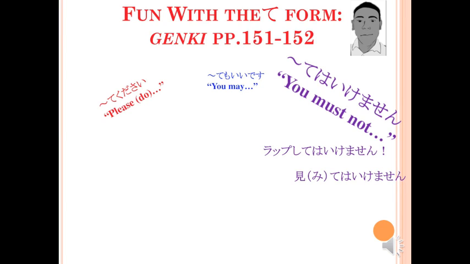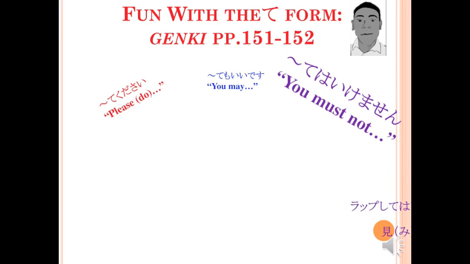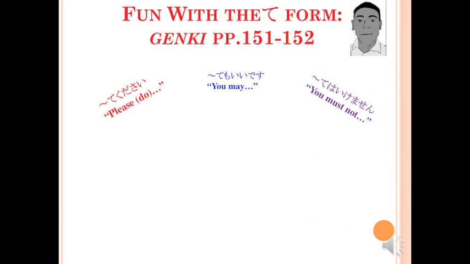Mite wa ikemasen. But one word of caution. This te wa ikemasen form is usually used by people and places of authority, so be careful when and how you use it. In this lecture, we discussed 3 of the ways you can use the te form. You can use te kudasai to make polite requests, te mo ii desu to ask for and give permission, and you can use te wa ikemasen to strongly prohibit actions.